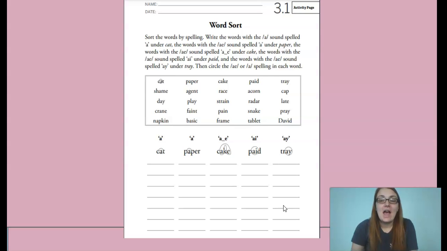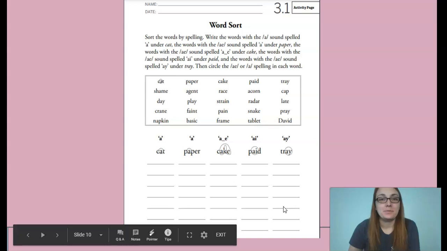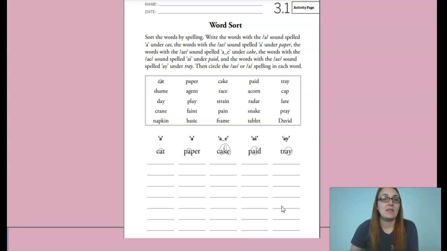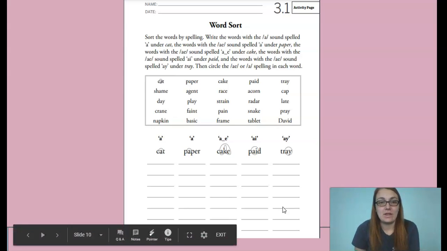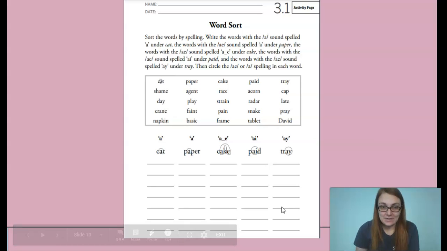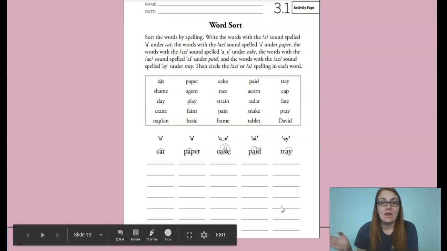Okay. Activity page 3.1. It's a word sort. Sort the words by spelling. So you'll see it in the middle of the page. There are 5 columns of words, 25 words total. At the bottom, there's 5 spots to sort them. The first column is the A sound, like in cat. Then we have A like in paper, A space E like in cake, AI like in paid, and AY like in trade. So look at your list.